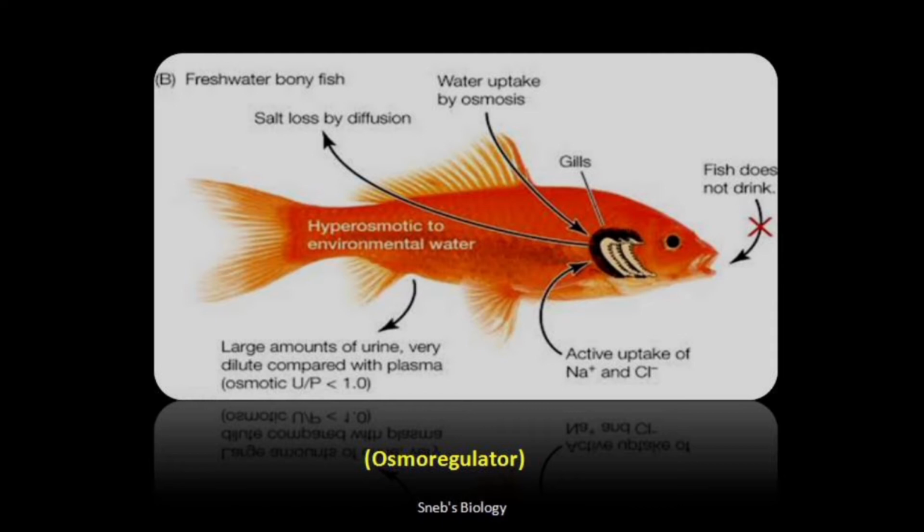The second is that ions are passively moving out, so there is active absorption of ions, and this active absorption is done by chloride cells. Chloride cells are present on gills. So by excreting hypotonic urine, by not drinking water, and by actively taking ions in, the fish is able to maintain its internal condition. Clear?